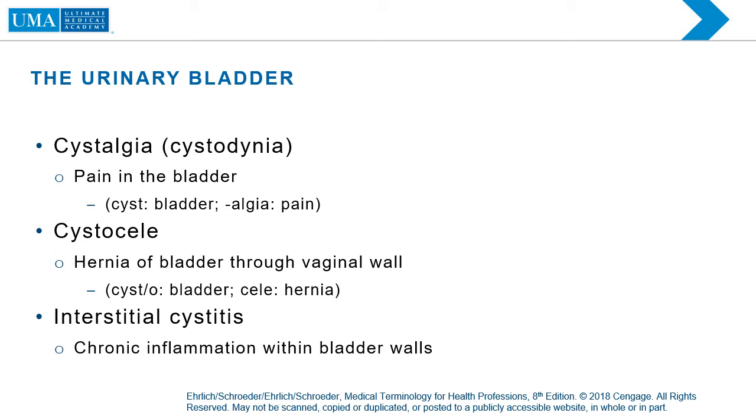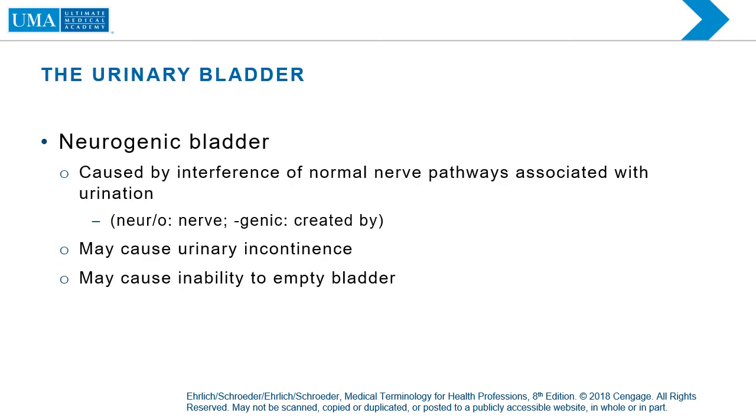Next, we have interstitial cystitis, and this would be chronic inflammation within the walls of the bladder. The symptoms here are similar to those of cystitis, but they don't respond to the traditional treatment. The next condition of the urinary bladder is the neurogenic bladder. And this is a urinary problem that's caused by interference with the normal nerve pathways that are associated with urination. Here, normal urinary function will depend on nerves being able to sense when the bladder's full, and then control those muscles that will either retain the urine or allow that bladder to empty.